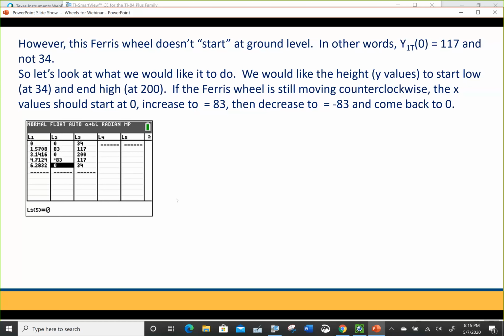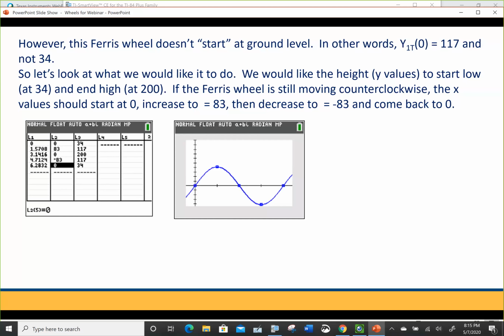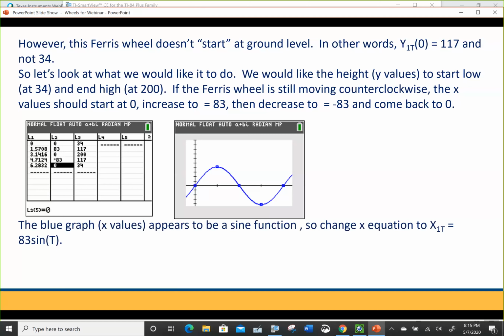Okay, what does that look like? I graphed it, it looks like this. And that doesn't really look like a cosine graph. I could use a phase change, but because it's something I'm doing later, I'm going to really call it what it looks like. And that appears to be a sine curve. So as a result, the blue graph, the x values, appear to be a sine function. So I'm going to change the x equation to x of 1t is 83 sine t.